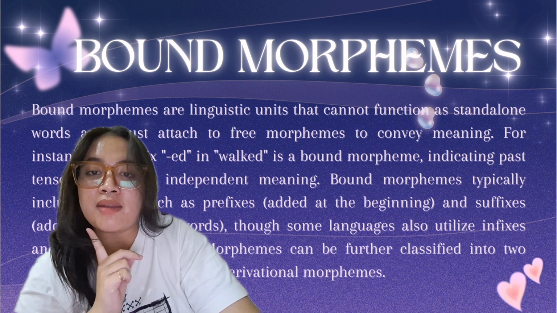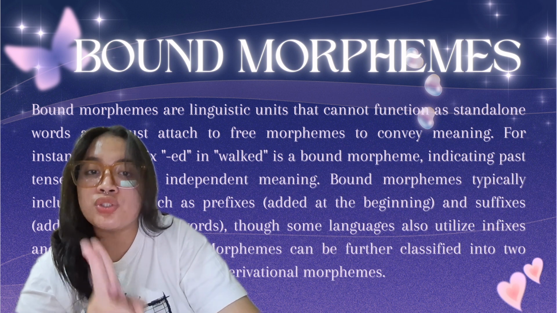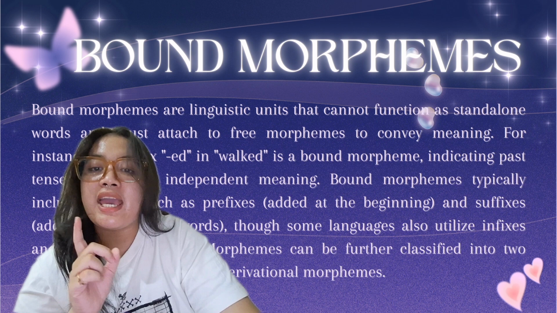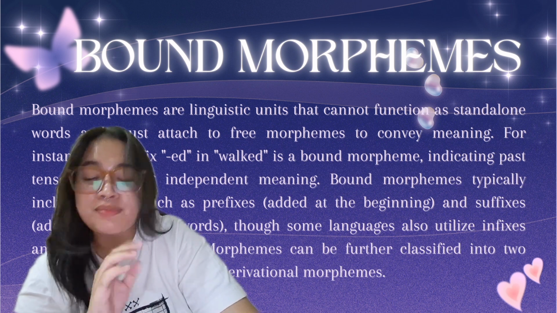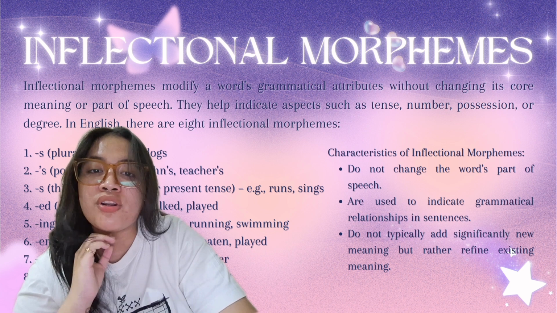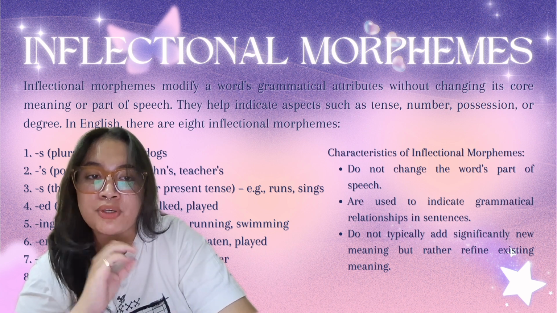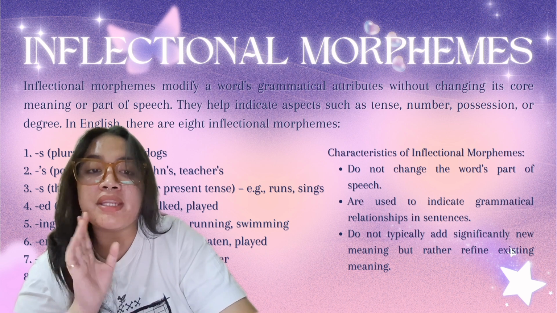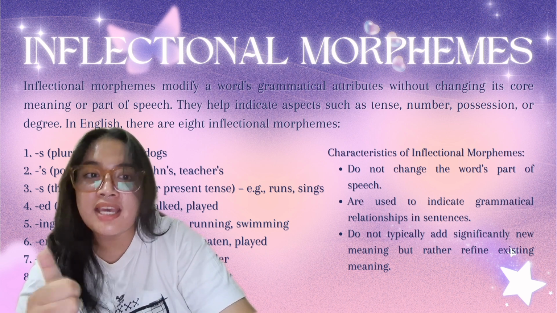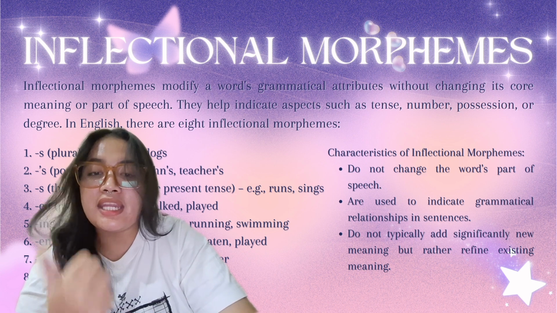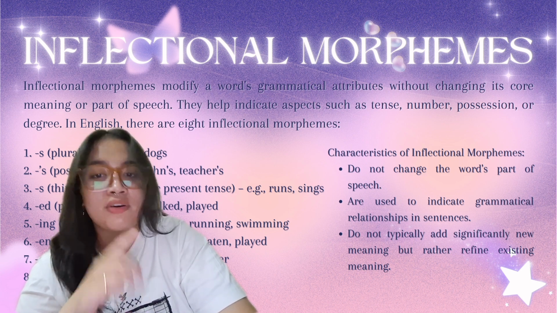Bound morphemes can be further classified into two main types, inflectional and derivational morphemes. The first one is inflectional morphemes. You guys are going to discuss it with me. So, inflectional morphemes modify a word's grammatical attributes without changing its core meaning or part of speech. They help indicate aspects such as tense, number, possession, and degree. In English, there are 8 inflectional morphemes.